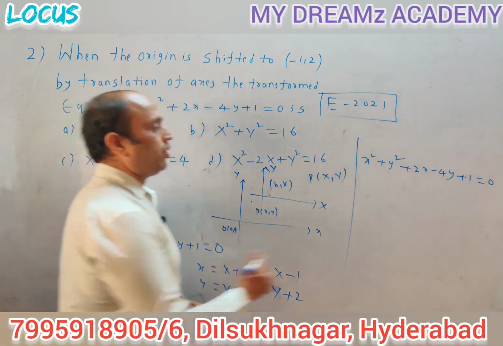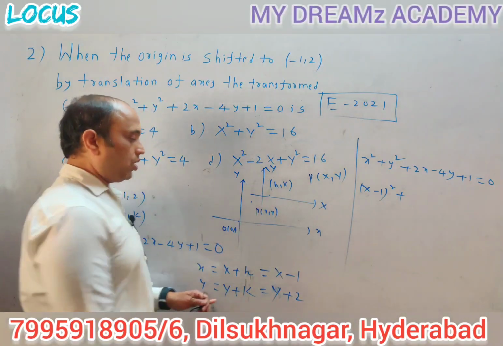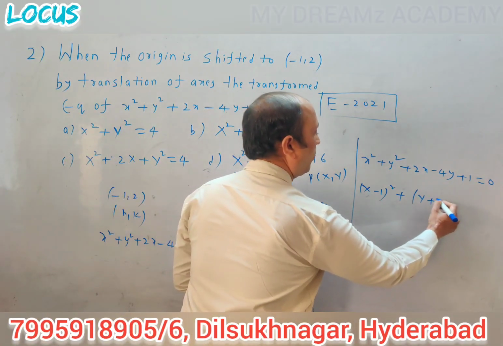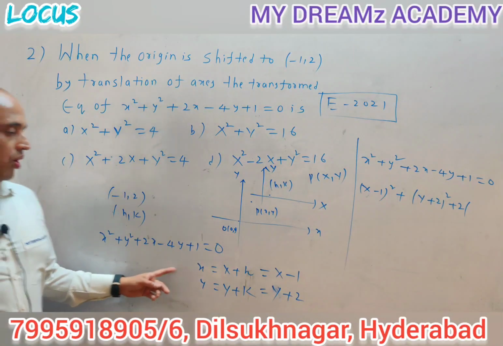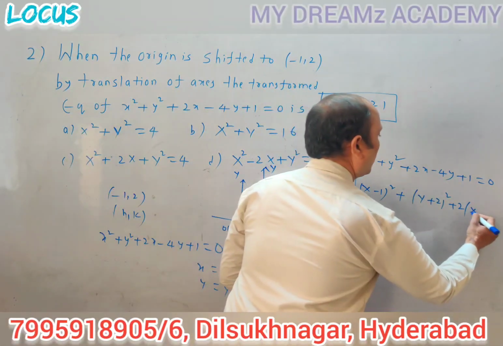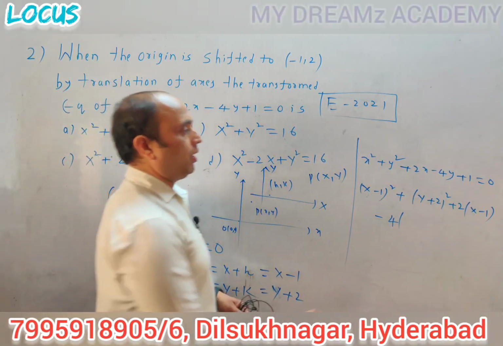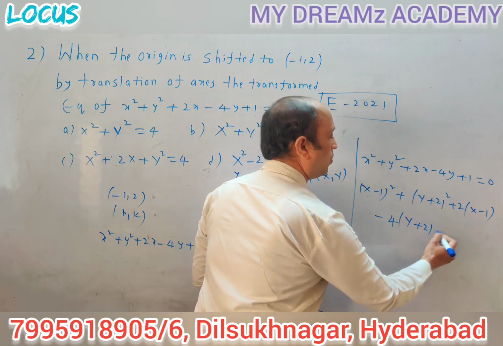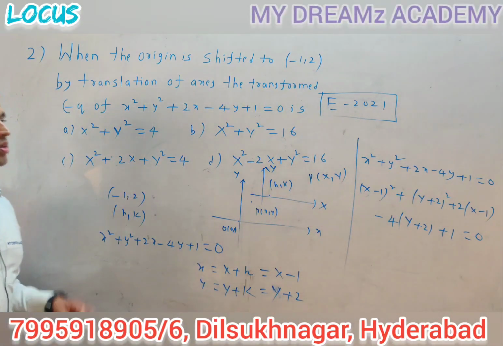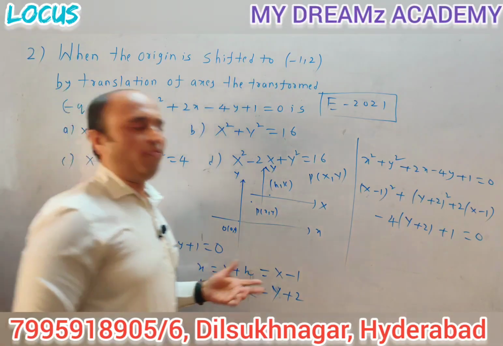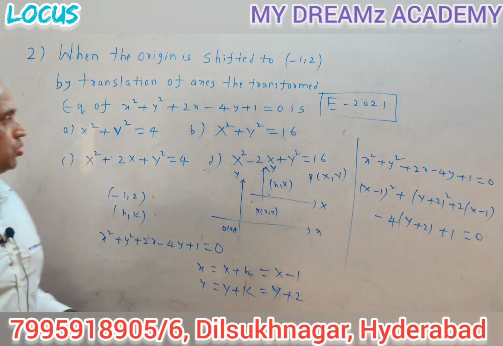x is capital X minus 1, whole square, plus y is capital Y plus 2, whole square, plus 2 into x, which is capital X minus 1, minus 4 into y, which is capital Y plus 2, plus 1 is equal to 0. Now simplify this, and we'll get the option. So it's a very simple question.